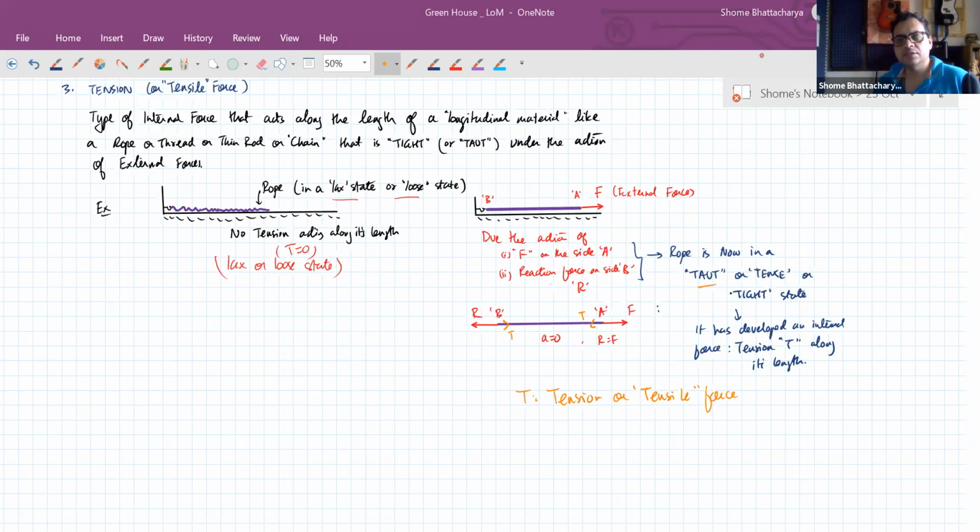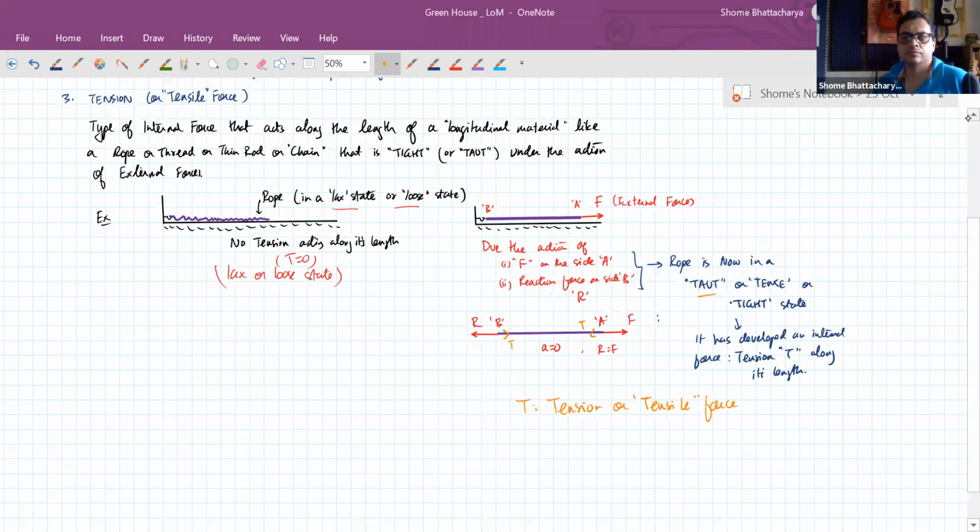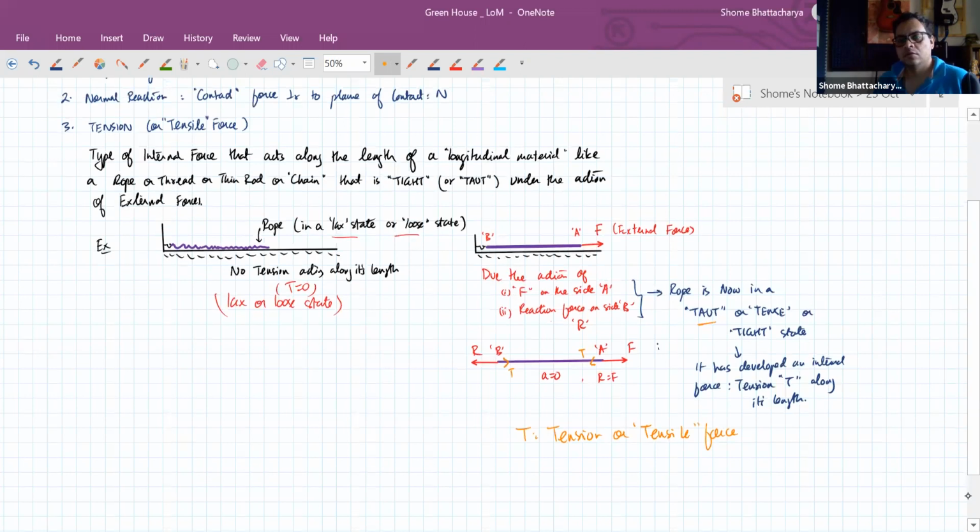Exactly, Tej, it will have tension, which is why I have not mentioned anything about elastic material over here. All the materials we are talking about are typically not elastic in nature, like the chain or rod or rope or a thread. So let's just stick to these kind of materials for the moment. Chain, rope, thread, rod, etc.